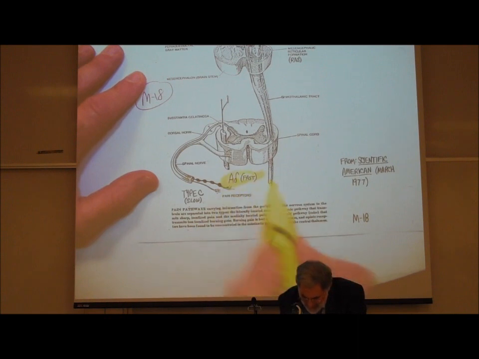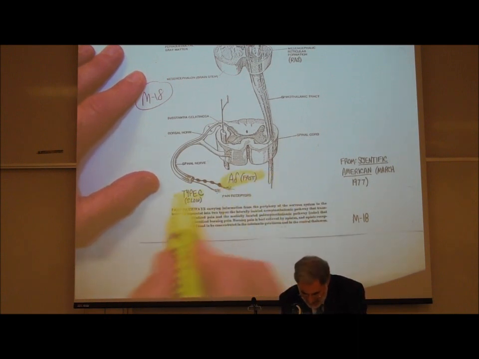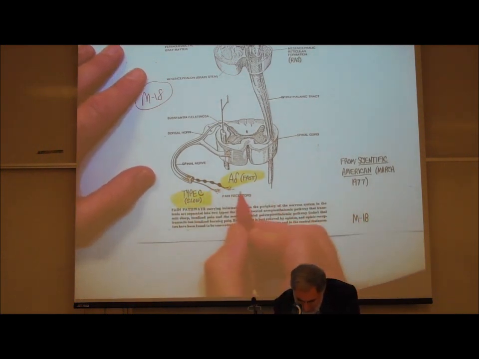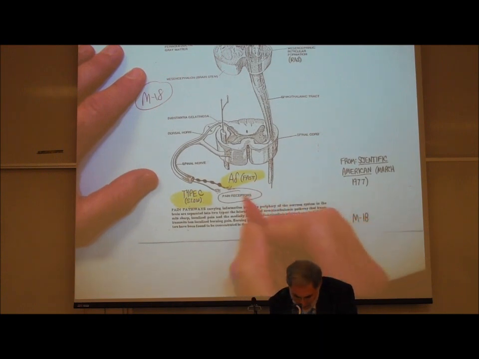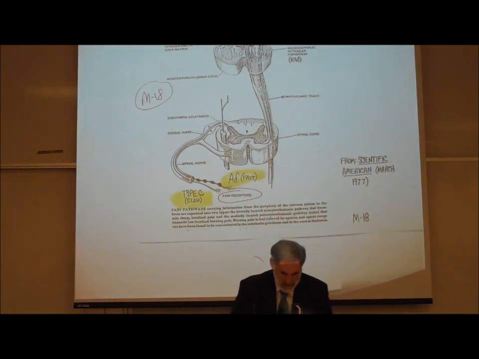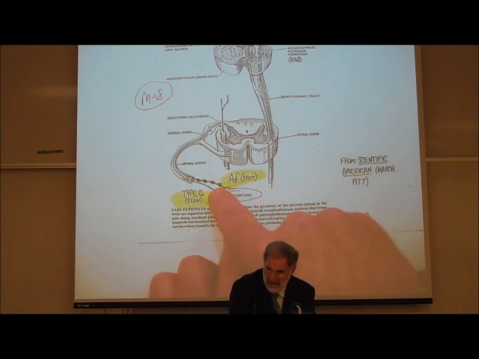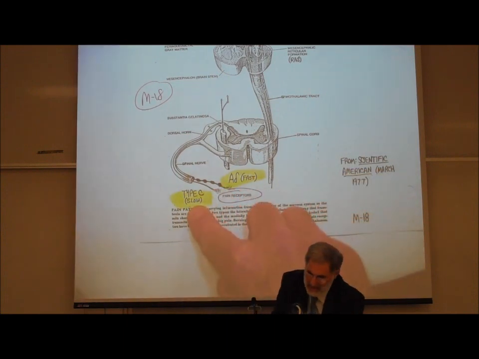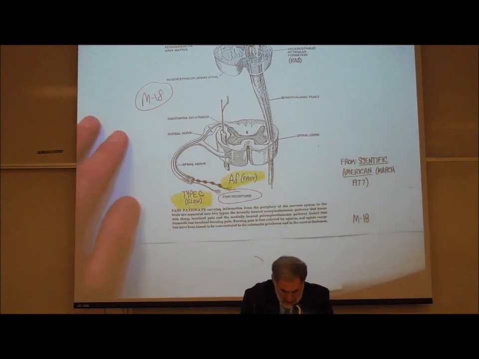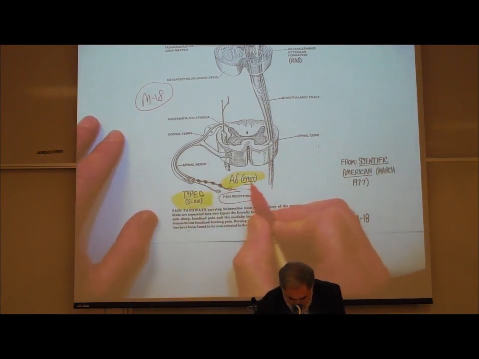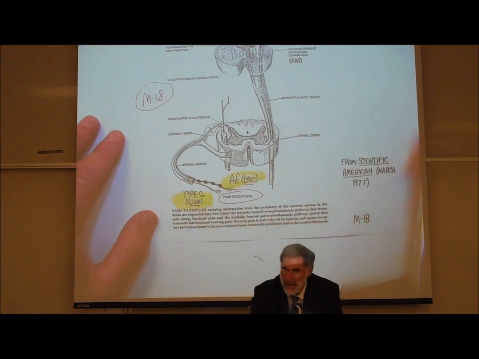What are known as A delta fast pain sensory neurons and type C, slow pain. So these are two types of pain sensory neurons, two types of noxiceptors. Notice that I depicted the A delta as myelinated and the type C as unmyelinated. So that's why the ones that are myelinated, that's called fast pain, and this is called slow pain.